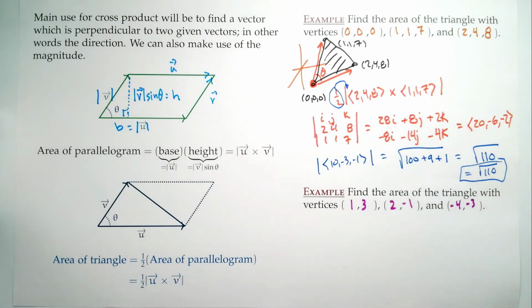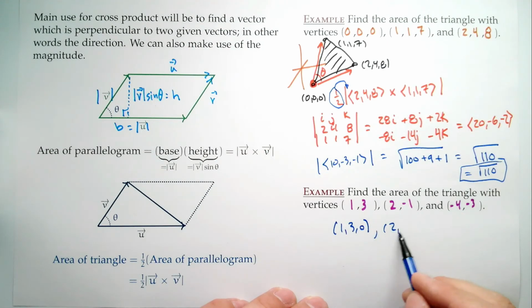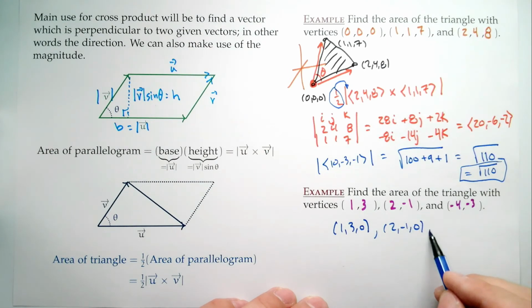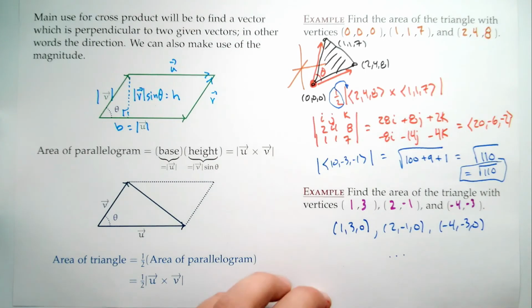It says, if you've got something that works great in 3D, you can also make it work for 2D, because, fun fact, 2D is smaller than 3D. A two-dimensional thing lives inside of a three-dimensional thing. So the key here is you add in zeros on the end: 1, 3, 0, 2, -1, 0, and -4, -3, 0. And then you keep going as we did before.